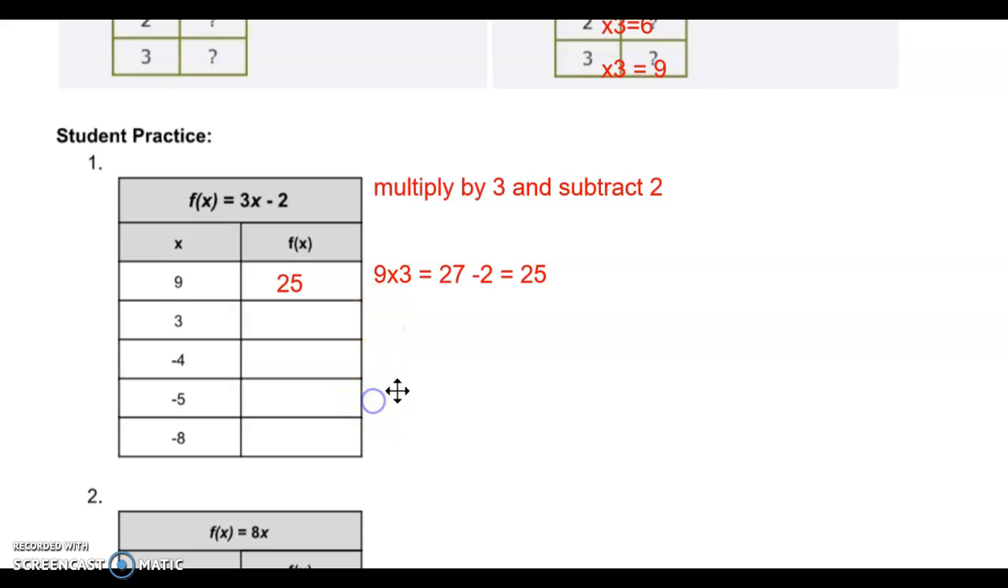So I'm going to do one more here for negative 4. Same thing. I'm going to do negative 4 times 3, which is going to equal negative 12. And I'm going to minus 2. And negative 12, take away 2. Think about that as spending $12 and spending 2 more dollars. You would have spent a total of $14. Or if it was 12 degrees below 0 and it got 2 degrees colder, it would be a negative 14. And that's using the function rules to fill out these tables.